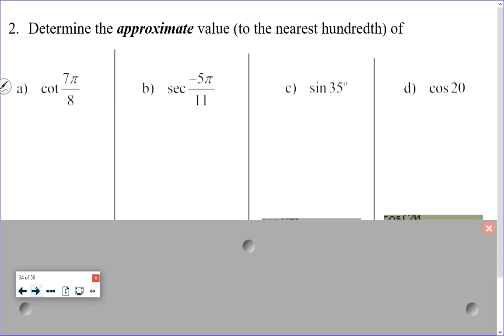What is the approximate value of cotangent of 7 pi over 8? So this is just about your calculator. If I said what is the tangent of 7 pi over 8, you would just go tangent 7 pi over 8. But you don't have a cotangent button. Remember, though, that tangent and cotangent are reciprocals. So cotangent of 7 pi over 8 is the reciprocal of tangent of 7 pi over 8. That doesn't mean I'm going to take 7 pi over 8 and flip it over. It means I need to take the tangent of it and then take the reciprocal of that.